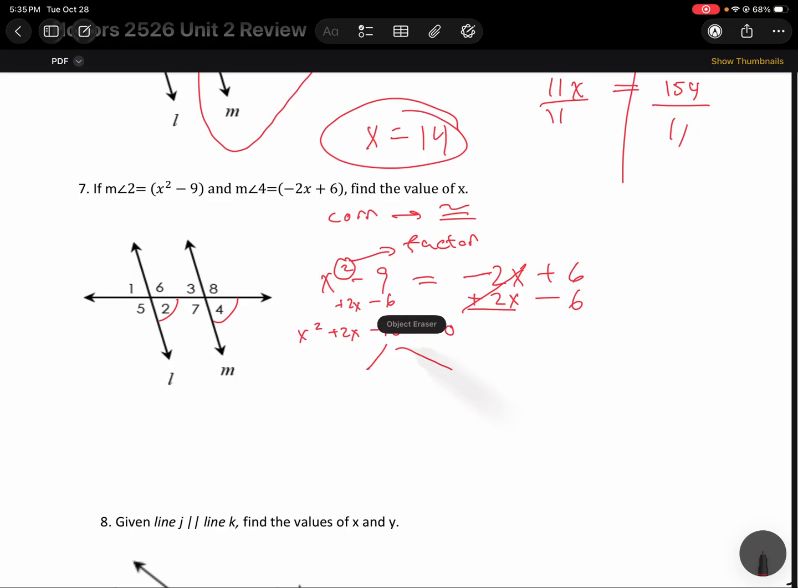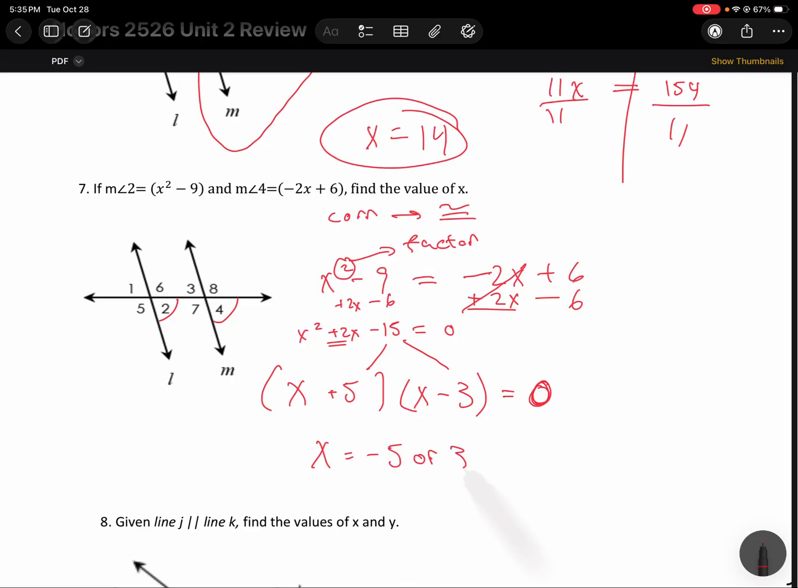Some factors of 15 that add up to a positive 2 would be 5 and 3, where my 5 is positive and my 3 is negative. But keep in mind, this is not my actual answer. These are just my terms to solve for 0. So in my actual answer, I will flip the signs to get x is equal to either a negative 5 or a positive 3. And it just says to find the value of x, so we'll leave it at that.